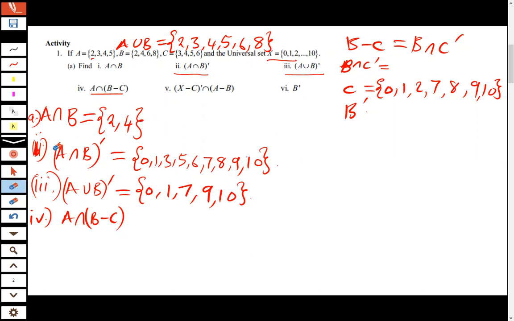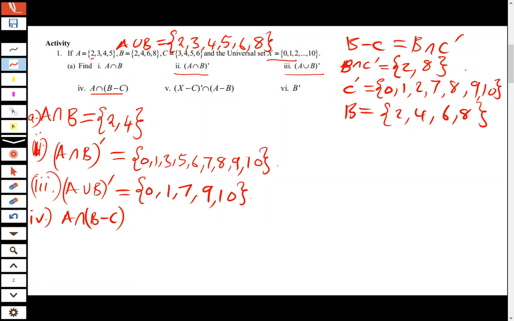Okay, so B is simply just 2, 4, 6, 8. So this is B. Find the intersection between these two sets. The common elements between these two sets are: we have 2 there, 6 is not there, we have 8 there. So this is what we have as B intersection C complement.